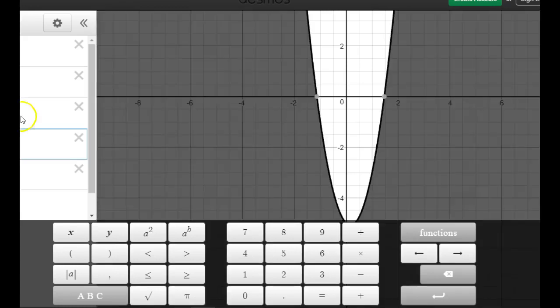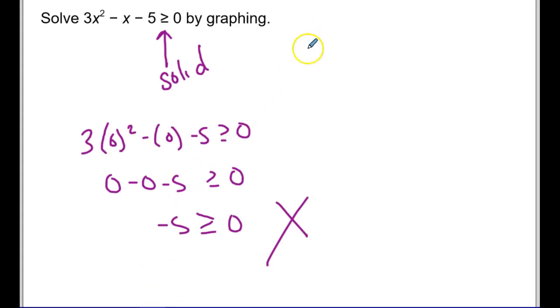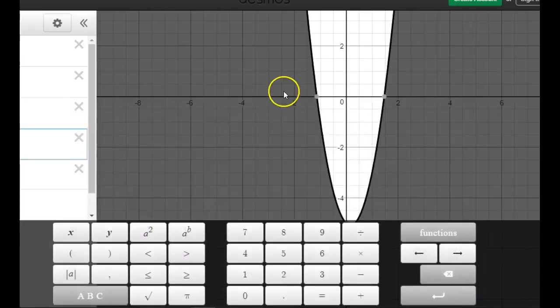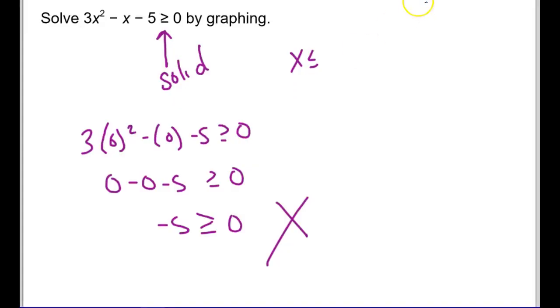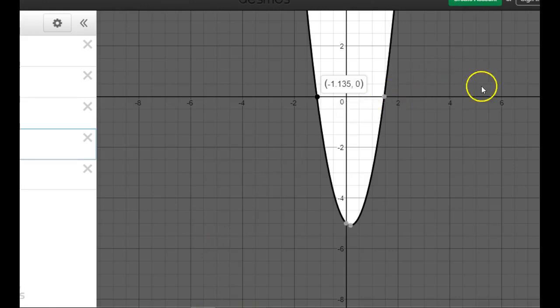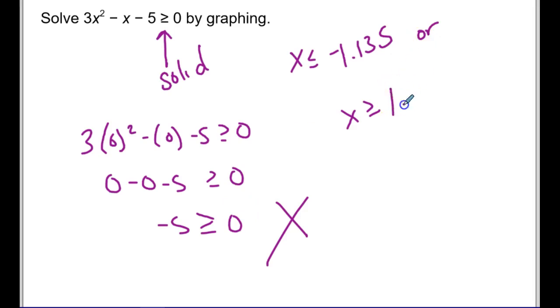There we go. So you'll see when I graph that, I do have my solid line because I had the equal to, and I do see that I'm shaded outside here. So the way I can end up writing this is that x is less than or equal to, right? It's that equal to because it was a solid line, wherever this point was, -1.135, or x is greater than or equal to 1.468, because it goes to this side as well. So here would be my two solutions.